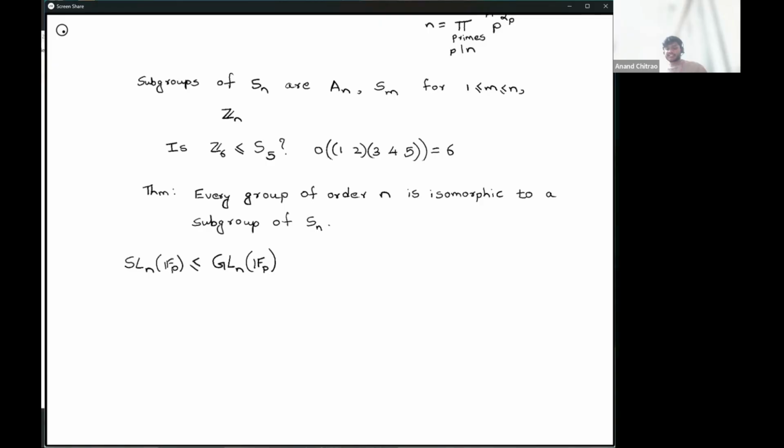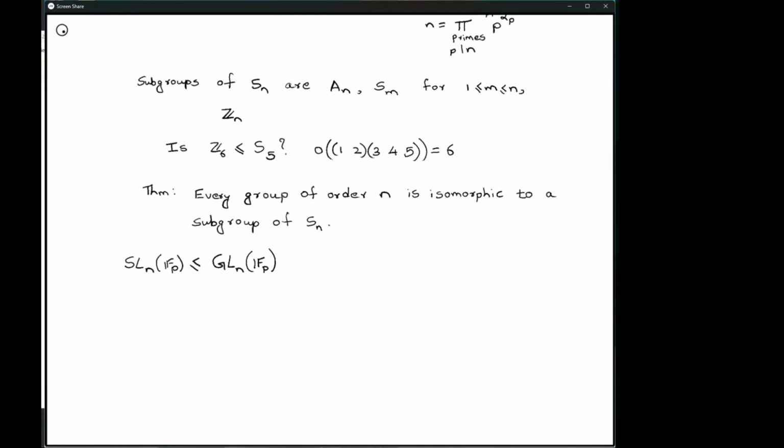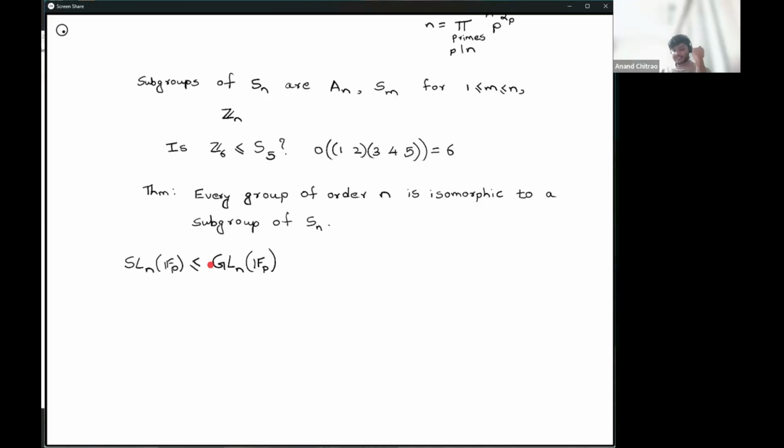SL and FP is a subgroup of GL and FP. What is SL and FP? The set of matrices whose determinant is equal to 1. So it is the subset of matrices whose determinant is 1. Can you tell me the order of SL and FP?